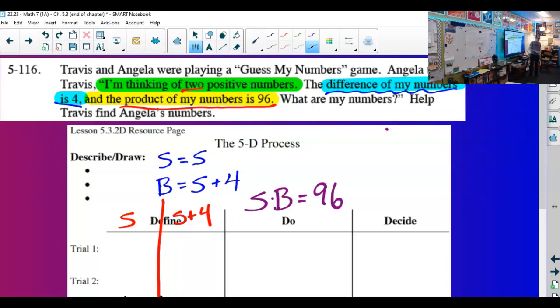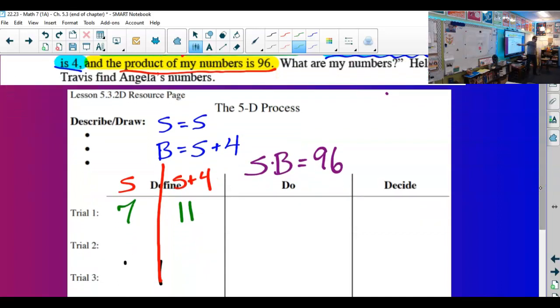What's your favorite number below 10? 7. All right, let's start with trying 7. If the small number is 7, what's the big number? 11. 7, 11. So, guys, did we make the difference 4? Yes, we made that happen.